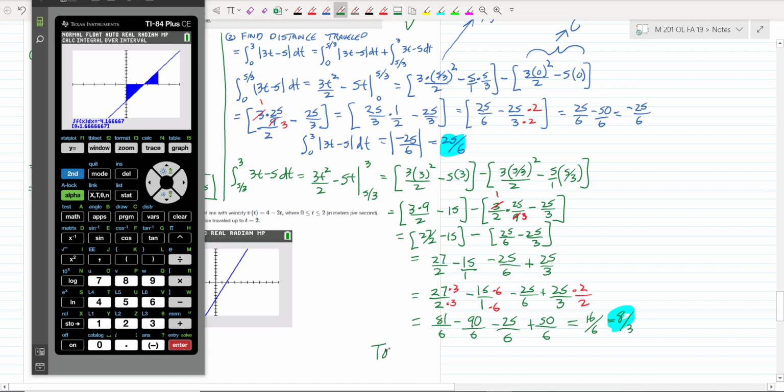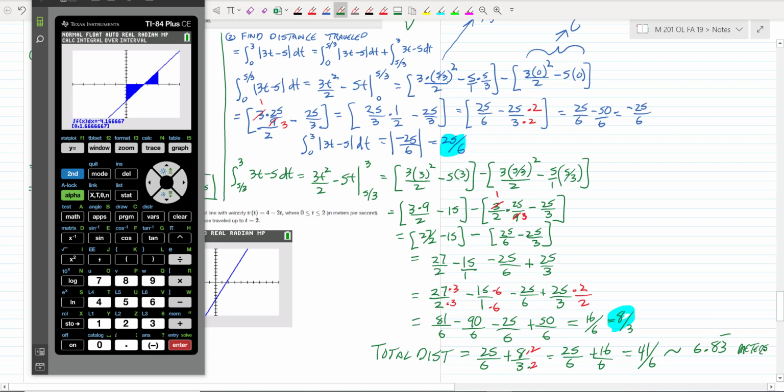Okay, so what we're ready to do now is just add those two numbers together. So the total distance traveled would be 25/6 plus 8/3. Okay, we can get a common denominator here, so I'll multiply by 2 over 2. And that's going to give me now 25 over 6 plus 16 over 6. So that's 41 over 6. And 41 over 6 is approximately 6.83. So in meters, that would be the total distance traveled.